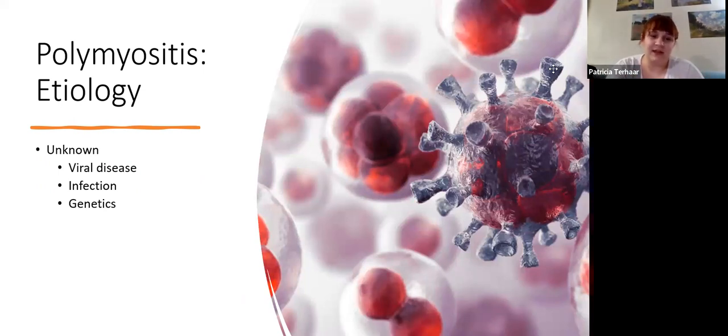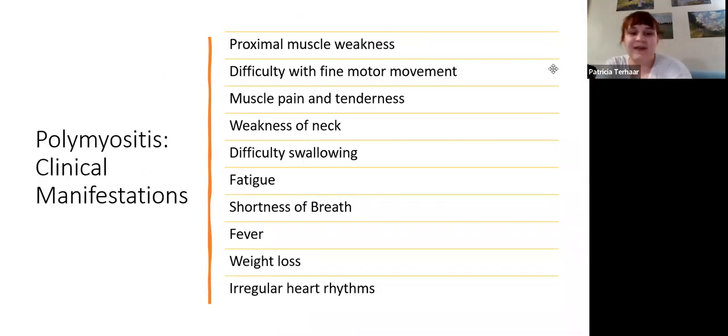There are lots of theories on how it happens and how it occurs, such as if it's a viral disease, an infection, or if it's just genetics. The clinical manifestations of PM are proximal muscle weakness, difficulty with fine motor movements, muscle pain and tenderness, weakness of the neck, difficulty swallowing, fatigue, shortness of breath, fever, weight loss, and irregular heart rhythms.